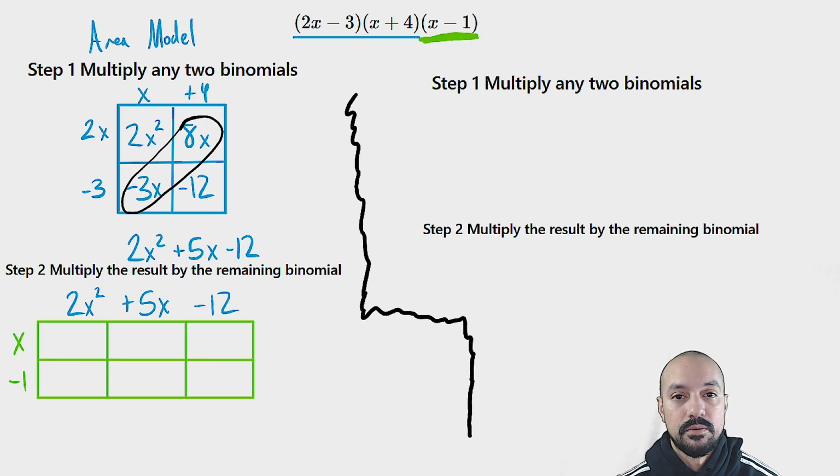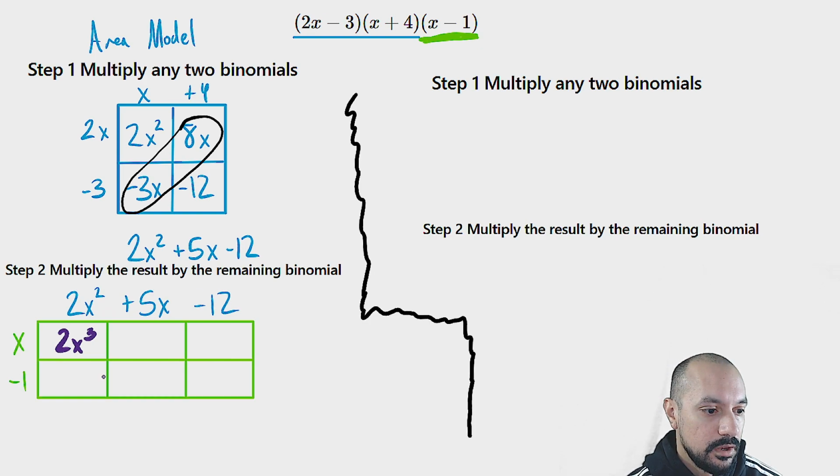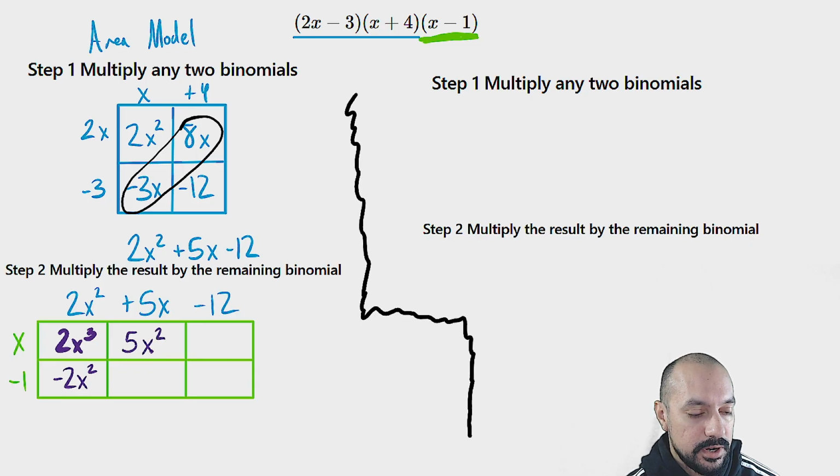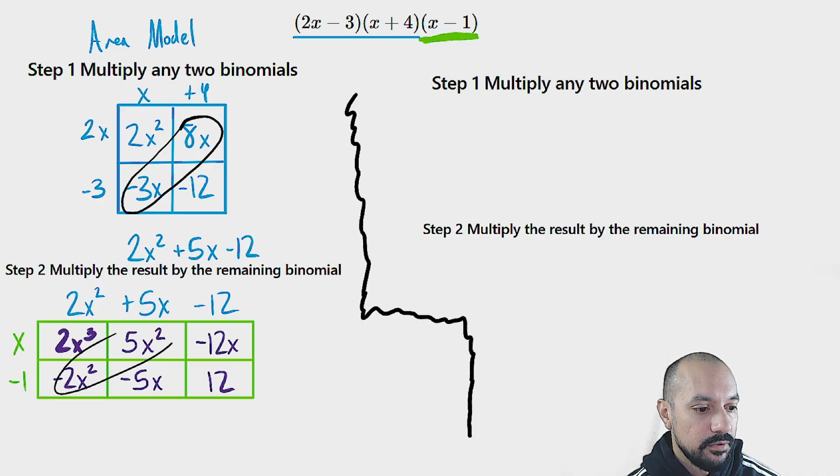Right, and we're just going to do the same thing. We're just going to think about finding the area of each of these individual boxes, combining like terms, and then recording the result. So 2x squared times x is going to give me 2x to the third. 2x squared times negative 1 is going to give me negative 2x squared. The next box, 5x squared, negative 5x, negative 12x, and then positive 12. Right. So I'm going to get ready to record my result.